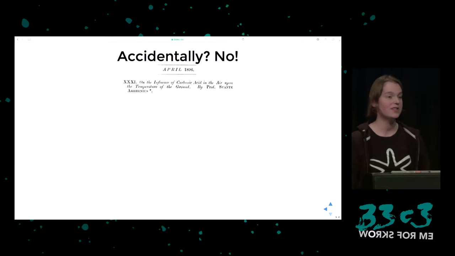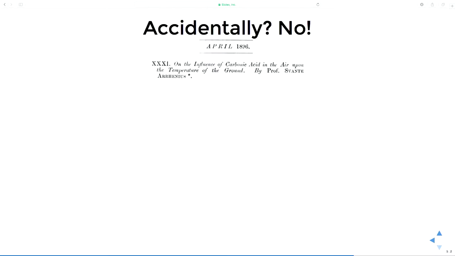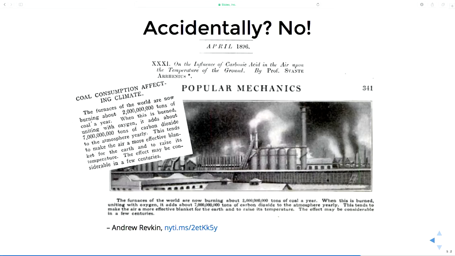More than 100 years ago, the discussion whether CO2, or in this case, carbonic acid in the air, might actually be a problem for us, was already going on. I mean, the pollution directly from coal was very visible, but also the understanding that increases in CO2 concentration will change the chemistry of the atmosphere was already known.